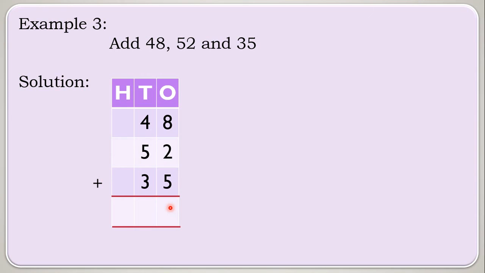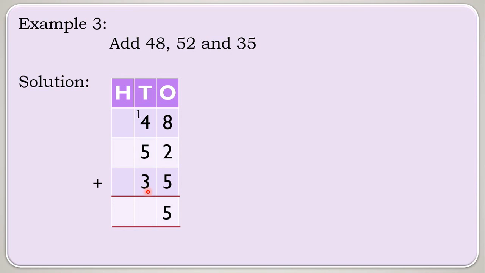So in 15, what we do is, we will write 5 here in ones place, and we carry 1 to the next place, that is to the tens place, which is called regrouping. In 15, there are 1 tens and 5 ones. Therefore, we will write 5 in ones place and 1 in tens place. Now we will add the digits in tens place. That is, 1 plus 4 is 5, 5 plus 5 is 10, 10 plus 3 is 13.